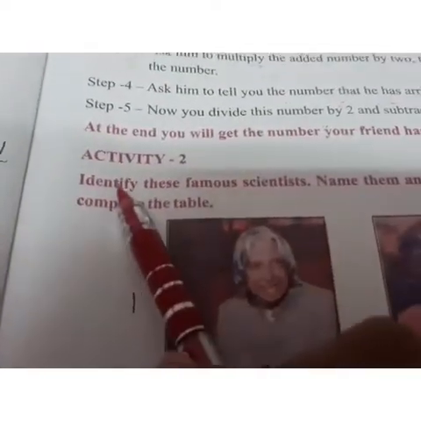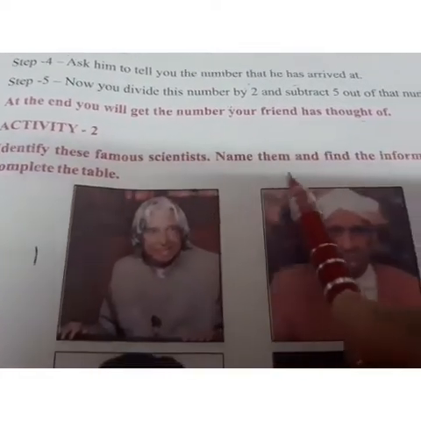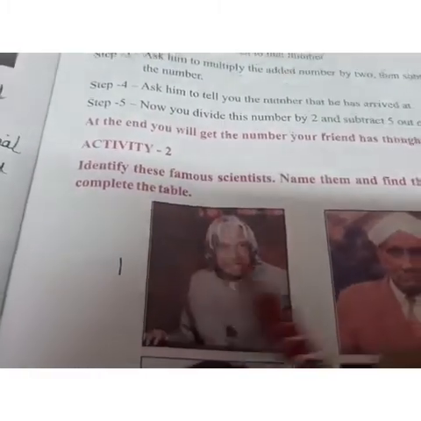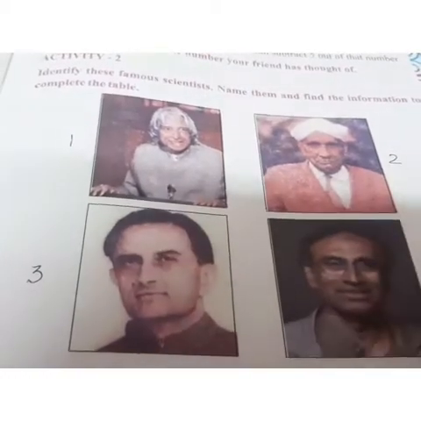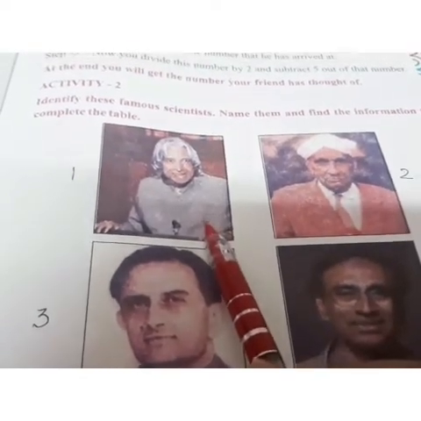You can do this at home easily. Now next is your activity 2. Identify the famous scientists, name them and find out the information to complete the table. Now there's a table which is given on the next page. First of all, you can see there are 4 pictures of it. Now you can easily identify the scientist who was also called the missile man.